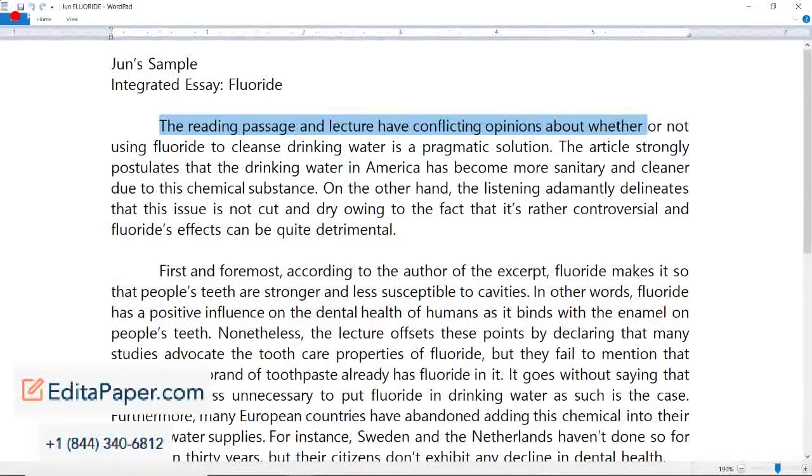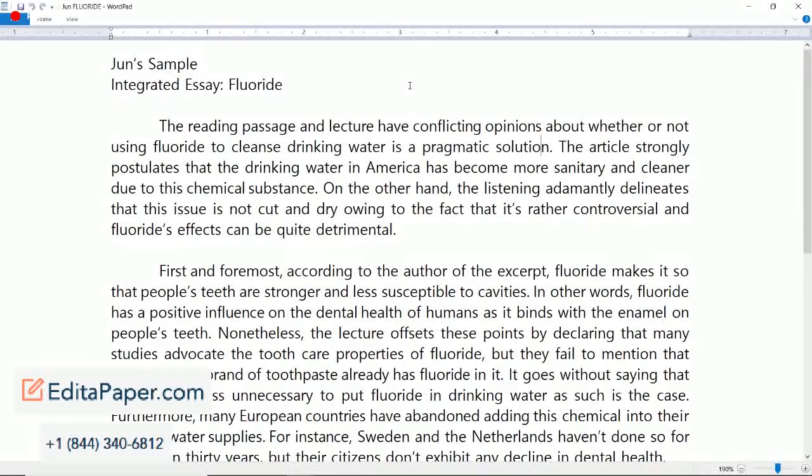The reading passage and lecture have conflicting opinions about whether or not using fluoride to cleanse drinking water is a pragmatic solution. The article strongly postulates that the drinking water in America has become more sanitary and cleaner due to this chemical substance. On the other hand, the listening adamantly delineates that this issue is not cut and dry owing to the fact that it's rather controversial and fluoride's effects can be quite detrimental. All right, cleanse was used for purify, and pragmatic is a synonym of practical.